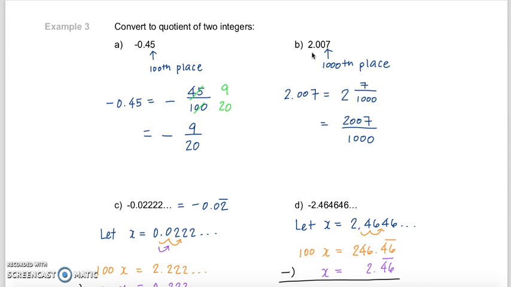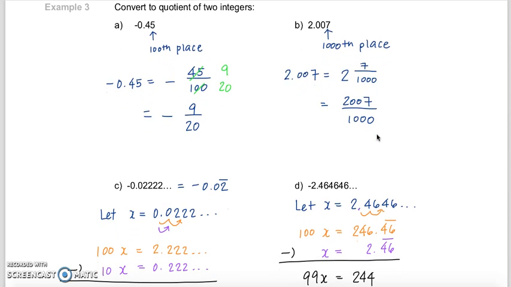You have 2.007, which is in the thousands place. So put 7 over 1,000, 2 is just a whole, and now convert this mixed fraction into an improper fraction. You get 2007 over 1,000.